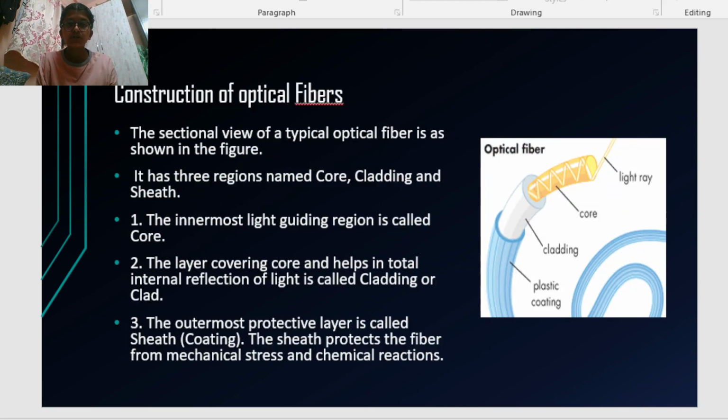Next we have construction of optical fibers. Basically an optical fiber has three parts: core, cladding and sheath. Core is the innermost region, the light guiding region. The layer covering the core that helps in total internal reflection of light is called cladding or clad. The outermost protective layer is called sheath or coating. This sheath protects the fiber from mechanical stress and chemical reactions.